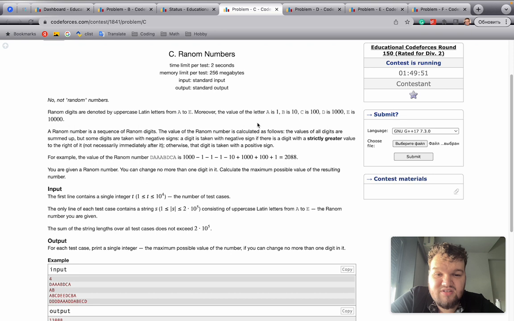A digit is taken with negative sign if there is a digit with a strictly greater value to the right of it, not necessarily immediately after it. So the digit is taken with positive sign if and only if it is a non-strict maximum on the suffix. So if we're going right to left, A is maximum, so +1, then +100, +1000, -10, -1, -1, -1, and +1000.